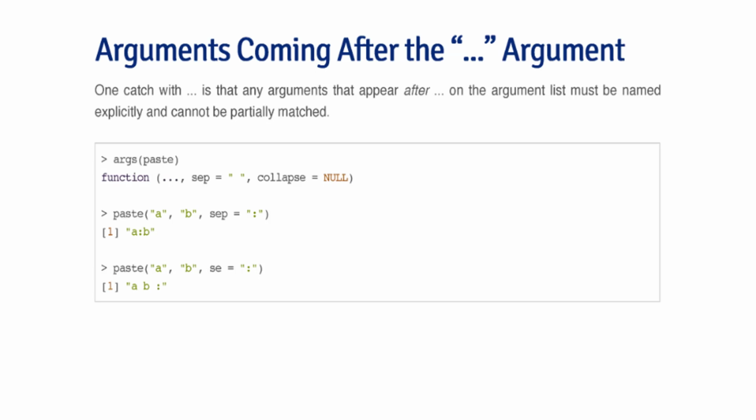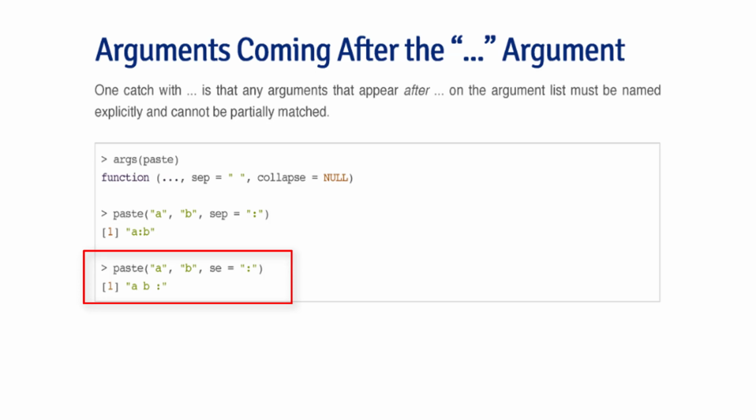In the first example here, I try to paste together A and B, so A and B are going to the dot dot dot argument, and then I say sep equals colon, which means that I want to paste something together by separating them with a colon. However, if I try to do partial matching with sep, the partial matching gets ignored. So when I say paste A, B and then se equal to colon, well, the se in another circumstance might be partially matched, but in the paste function it cannot use partial matching. So it just ignores that and assumes that colon is just another string to be pieced together, and so you get the string AB colon.